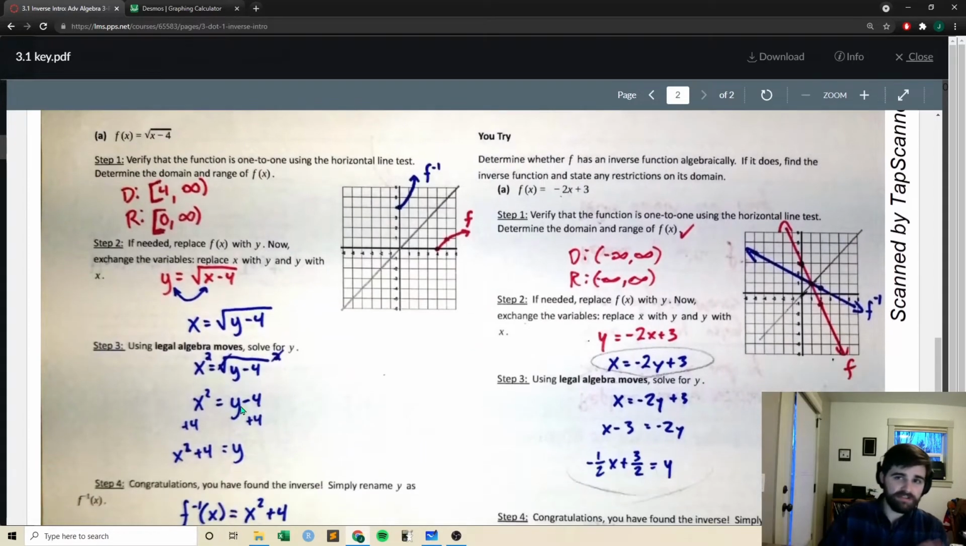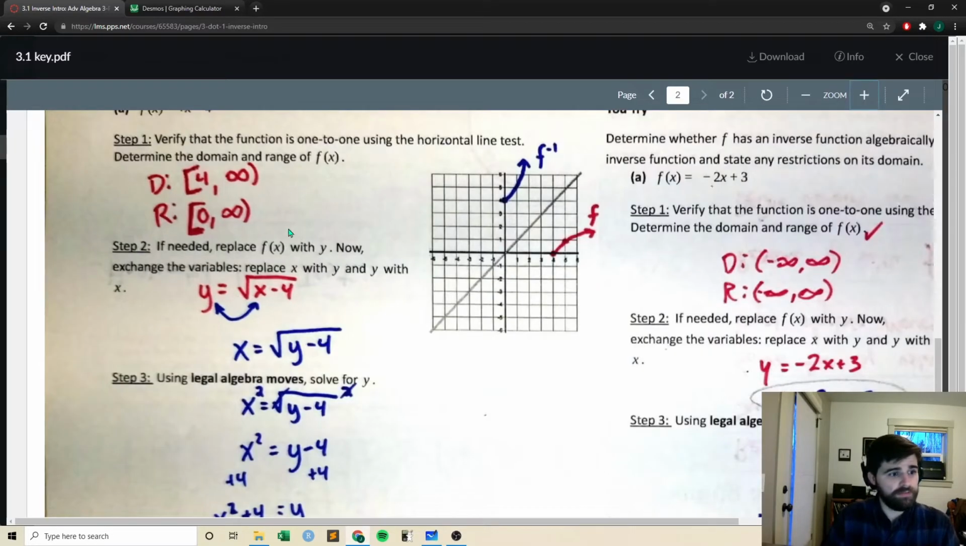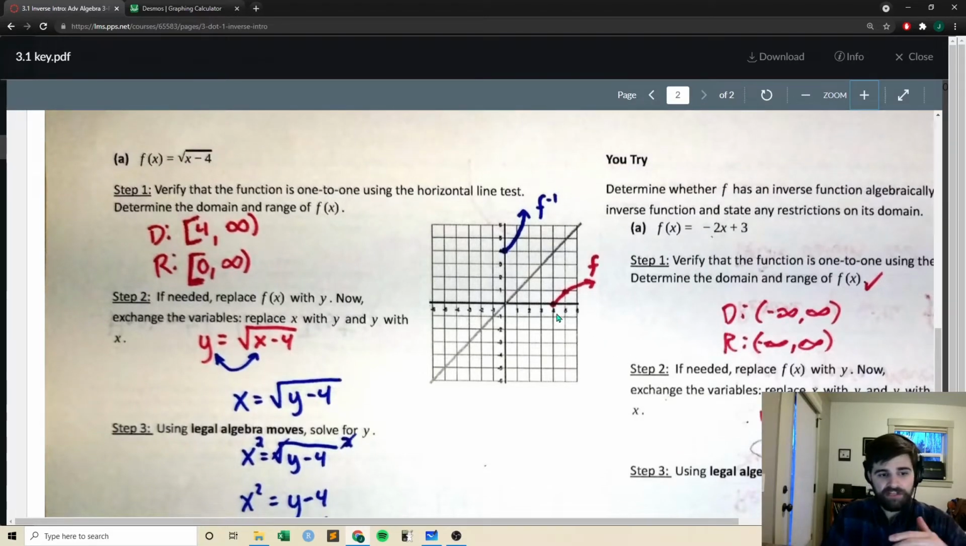This is only in certain cases where we have to be really strict about this, but if we think about it, our initial function, the original f function, was this little square root piece, which doesn't have any negative outputs. The square root function has no negative outputs. So when we find the inverse of this, we don't have any negative inputs.